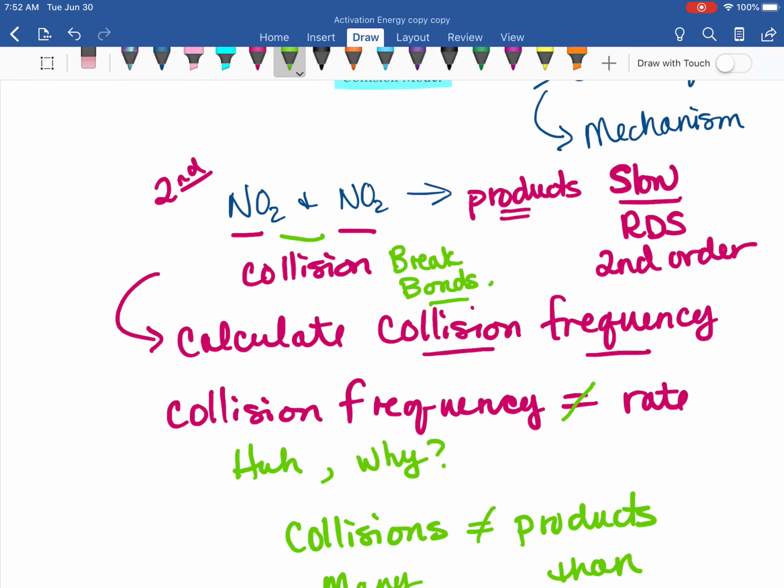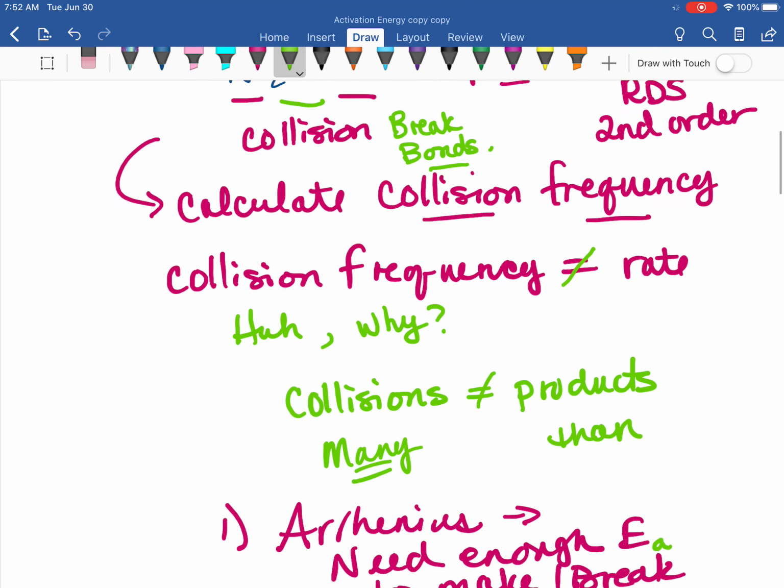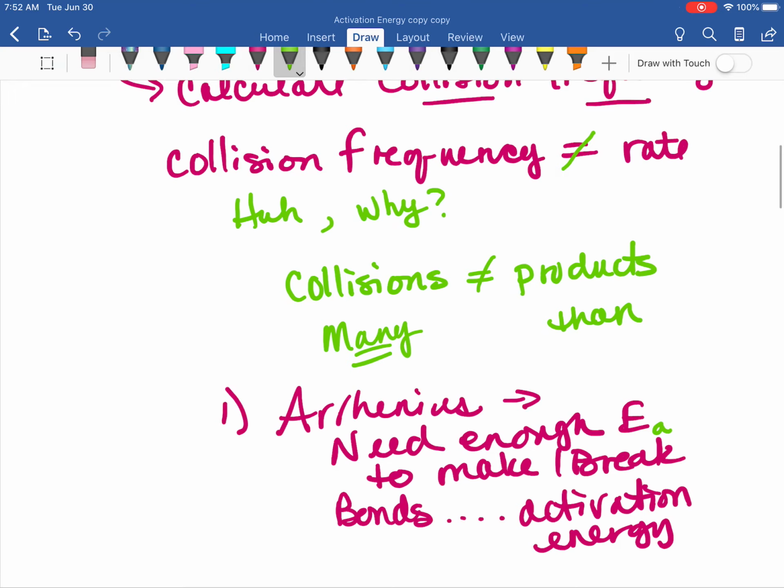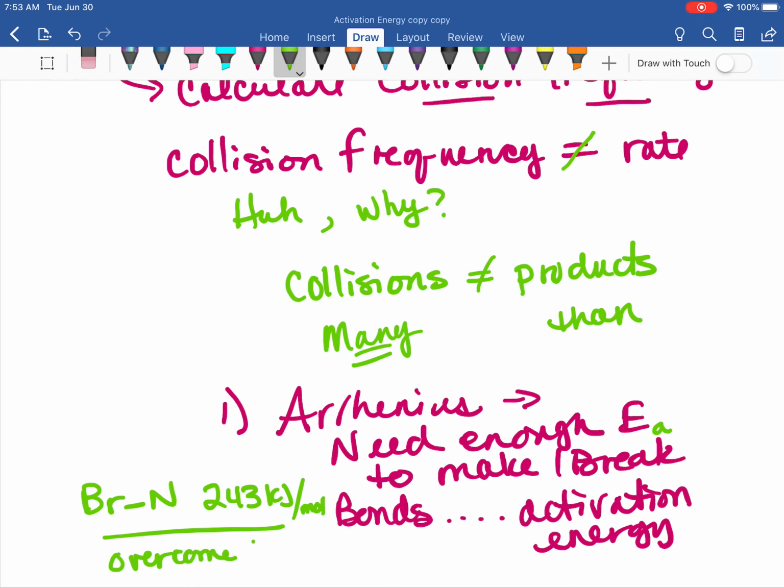Okay, so let's consider just any bond. I happen to have a bromine nitrogen bond energy written down. So what if we're looking at a compound that has a bond like this? Well, we can read that from our bond energies table. What if you've got 243 kilojoules? So you need to overcome this. You need to have a collision with enough force that it has that 243 kilojoules. And this is all going to come from kinetic energy.